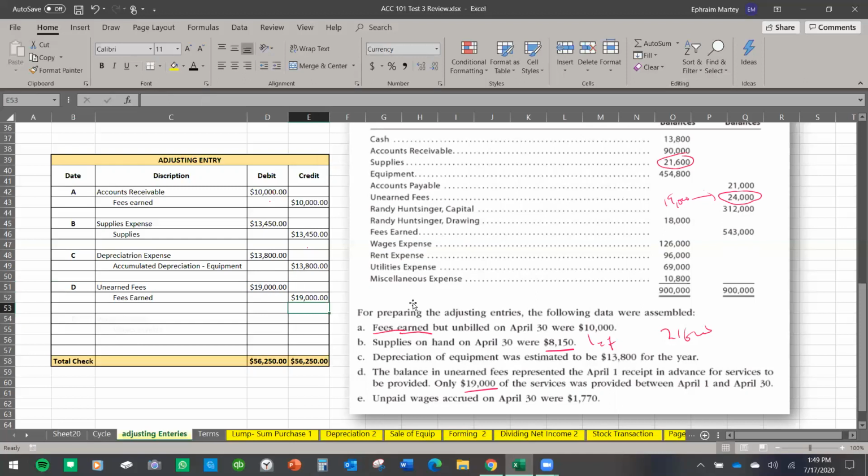We have earned 19,000. Unpaid wages, okay, so we haven't paid this, so that becomes wages payable. Wages payable is a liability, which increases with credit. And because it's wages, it becomes wages expense. Wages expense always increases with a debit, so 1,770. And then we're going to have the credit on the wages payable, because we have to pay this. And you can see left hand side and right hand side are equal, so that means we did something right.